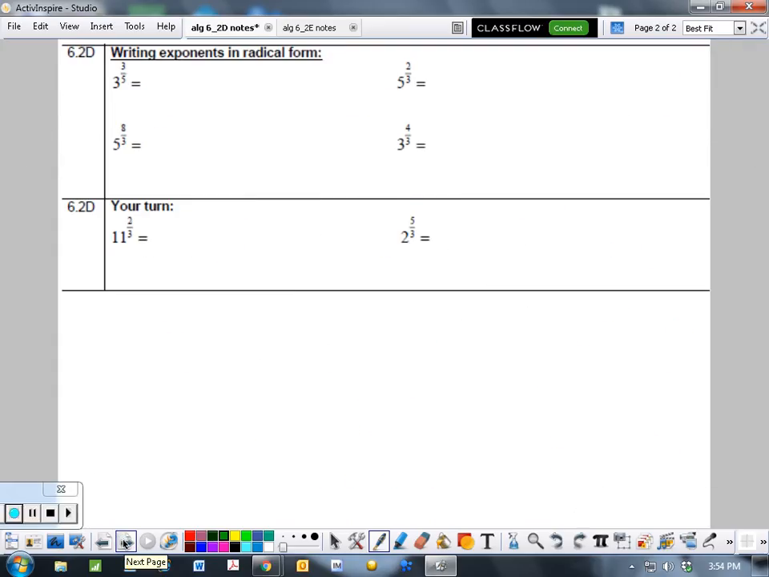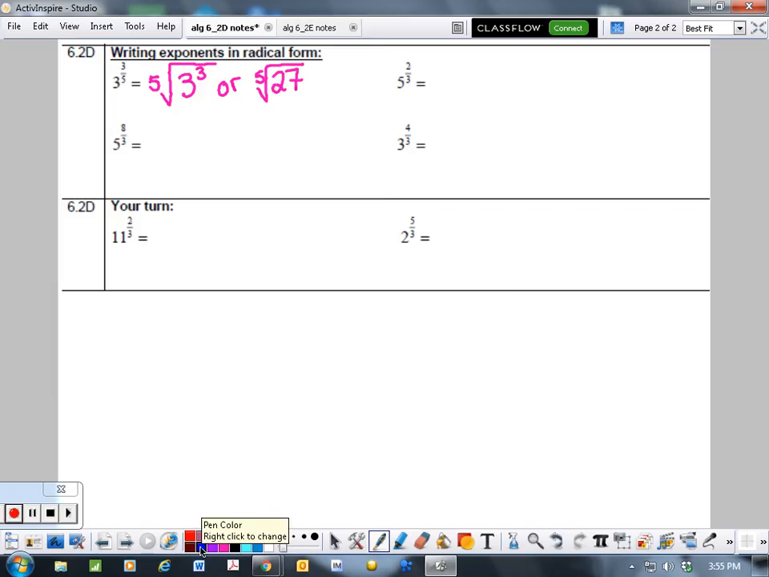Okay, so now what we're going to do is we're going to go ahead and work backwards. So the first one we have is 3 to the 3/5 power. So the 5 is our bottom number, so it's going to be the fifth root of 3 to the 3rd power. And then typically you can leave it like that, but it's a good idea to practice what is 3 to the 3rd power. Well, 3 to the 3rd power is 3 times 3 times 3. So 3 times 3 is 9, times 3 again would be 27.